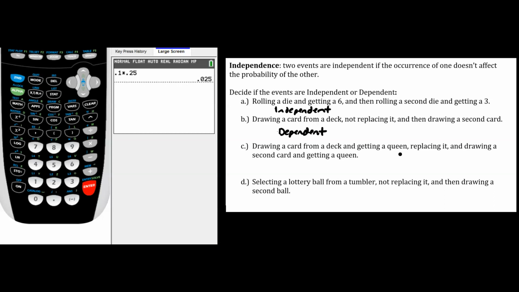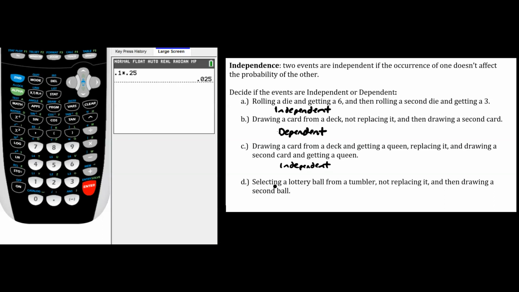Okay, example C. Drawing a card from a deck and getting a queen, but then you replace that, and then you draw a second card and you're looking at maybe the probability of getting a queen. Well, if you replace that first card, then aren't you back to where you started from with the probabilities with the second card? And so the probabilities of getting a queen the second time around are completely unimpacted since we replaced that first queen that we would have drawn from the deck. And since the probabilities of that second event are not impacted by what happened the first time around, we would again say that we have independent events right here.